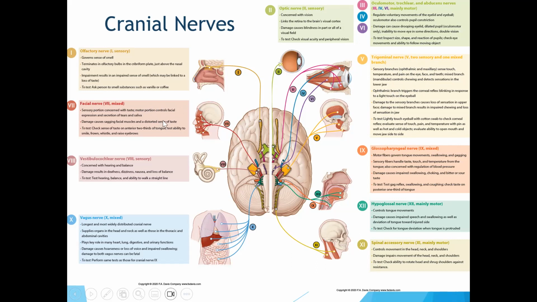For 7, you have your facial nerve. This innervates a lot of the muscles that your face can move. So the muscles that create your facial expressions are controlled by the facial nerve. And there's also sensation. This is a mixed nerve, so you get taste as part of this. Okay, number 8, you have your vestibulocochlear nerve. This is related to hearing and balance. Damage can result in dizziness, balance issues, and hearing issues.